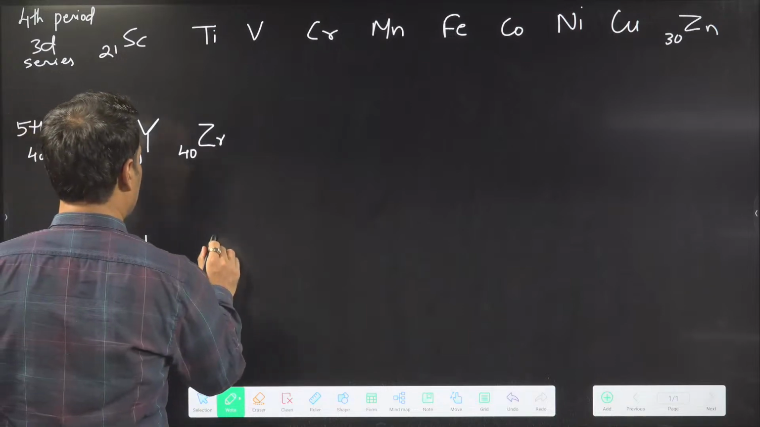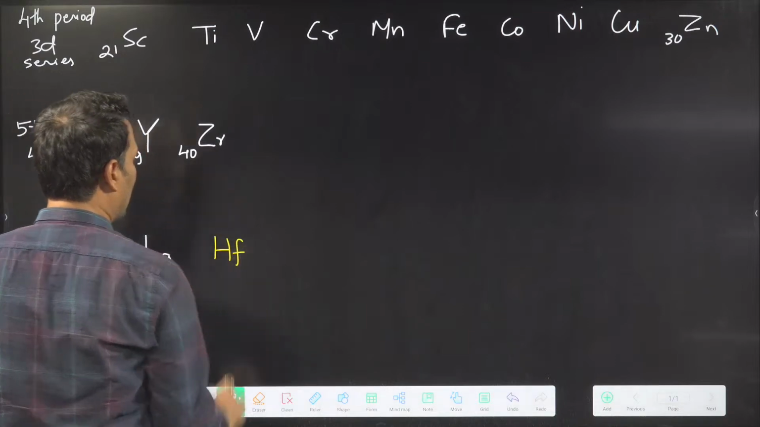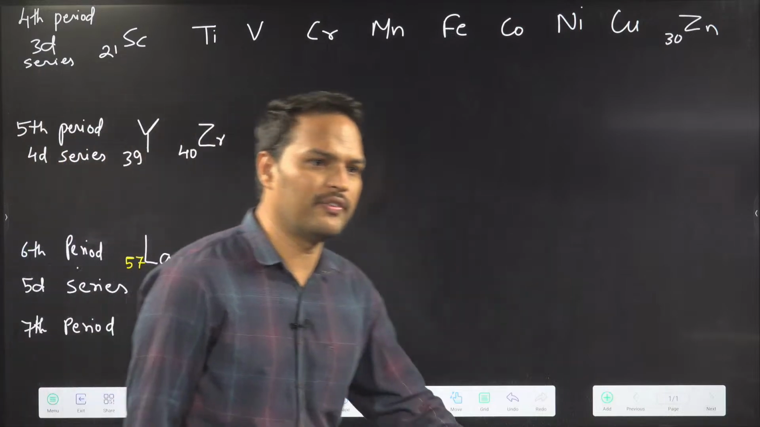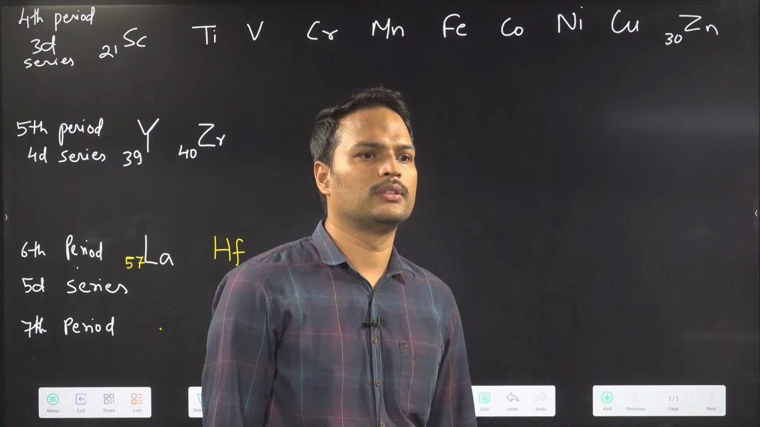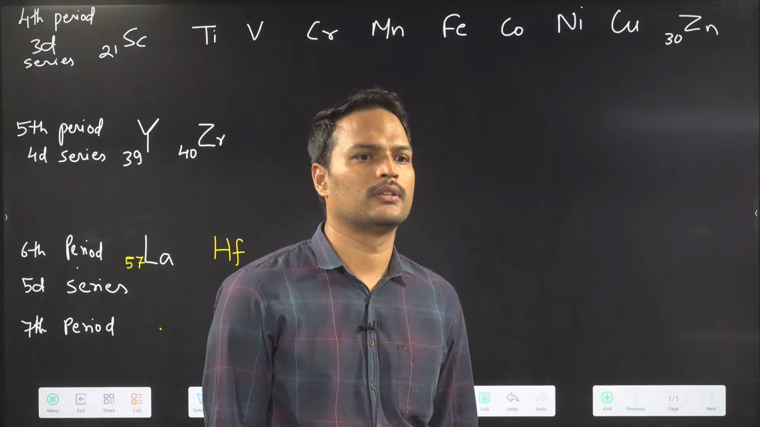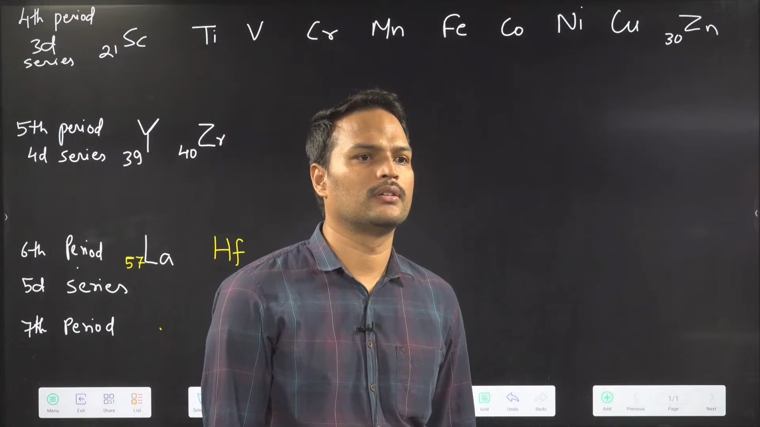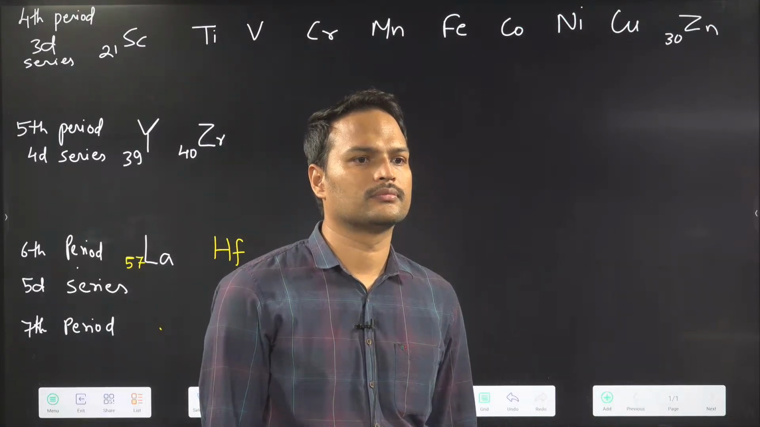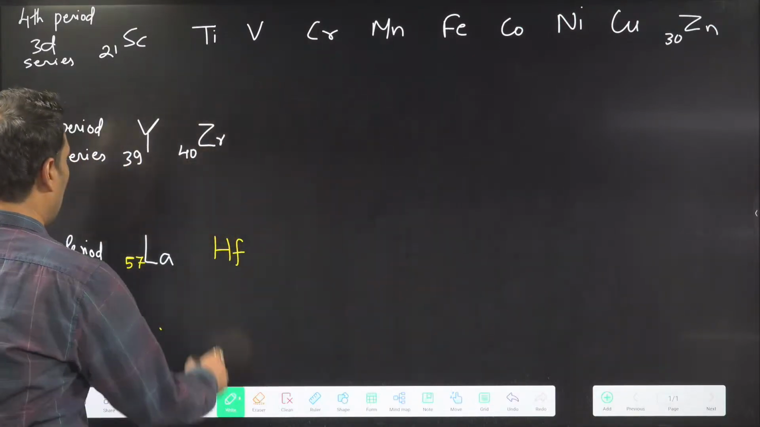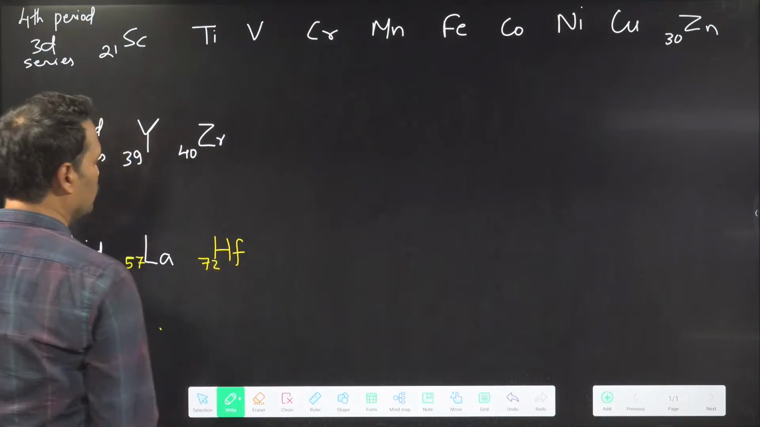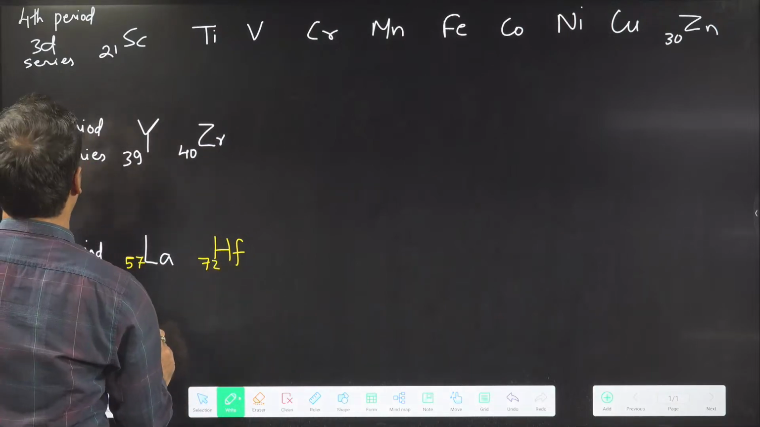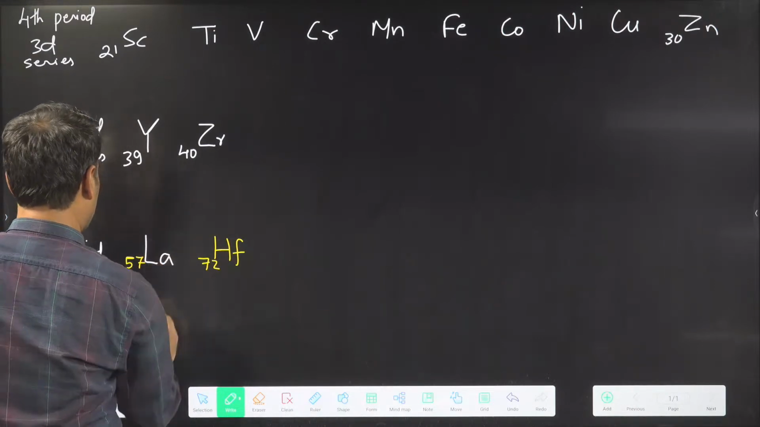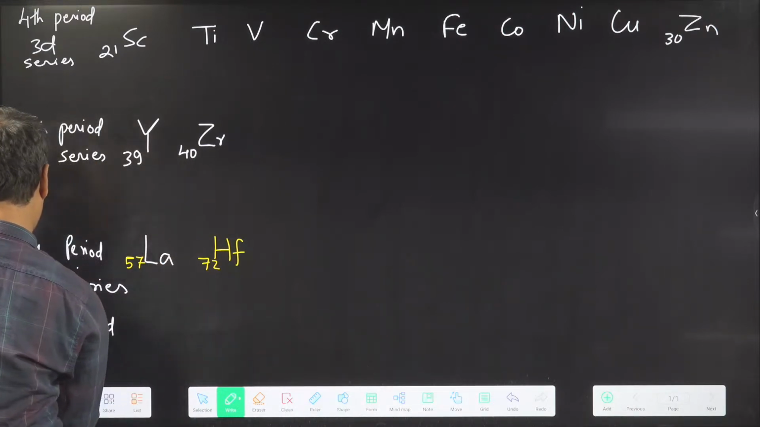Take lanthanum 57, and then here there is hafnium, which is not 58. Check it out. Hafnium is your 72. So take care of this thing. Then we are having the seventh period, that means your 6D series.